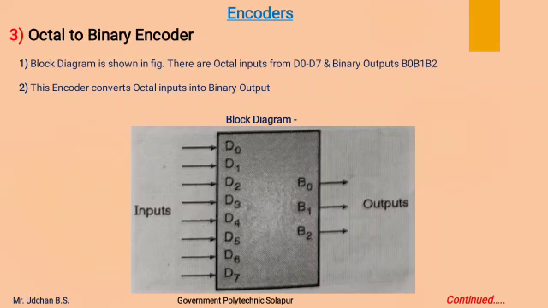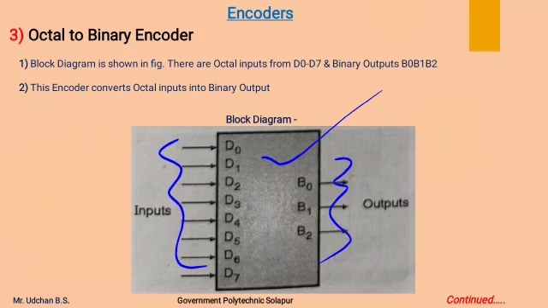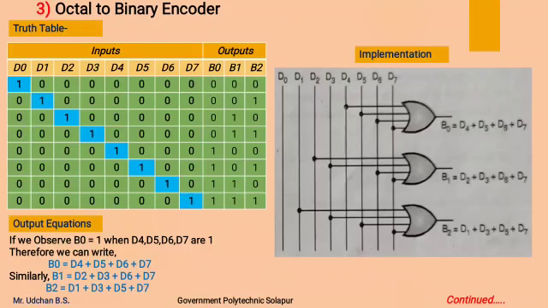Now next we will see the octal to binary encoder. This is the block diagram of the octal to binary encoder. It has 8 inputs from D0 to D7 and 3 output lines, that is B0, B1, B2. This encoder converts an octal number into a binary number. You will see the truth table of the octal to binary encoder, which has inputs from D0 to D7 and outputs B0, B1, B2.